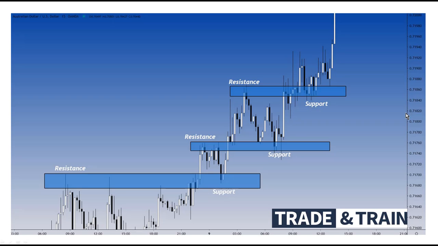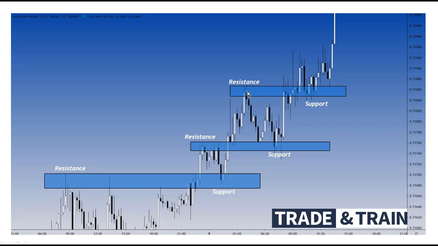And here's an uptrend. This is the Australian dollar against the US dollar on the 15-minute time frame. We can see price here pushing against this resistance level, that ceiling. Eventually price breaks out, finds another resistance level here, comes back, retests this level, which now becomes support, and we see price push to the upside, until price finds another resistance level.